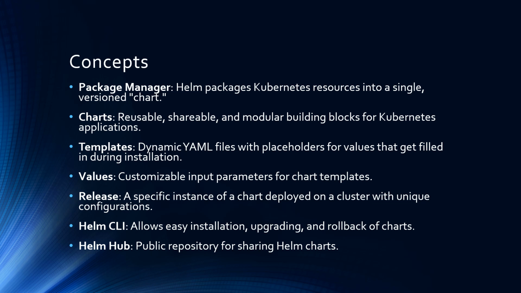Charts are the fundamental building blocks in the Helm ecosystem. They're essentially collections of templated Kubernetes manifest files that can be customized for different deployments. A chart might contain everything needed to run a complete application stack, from the main application to its database, cache, and any other required services.